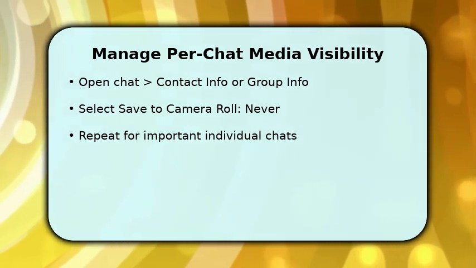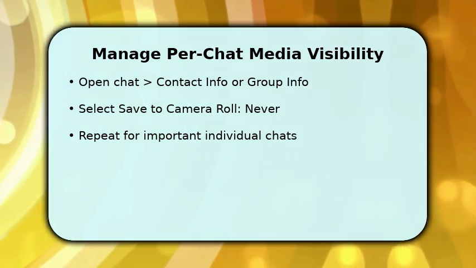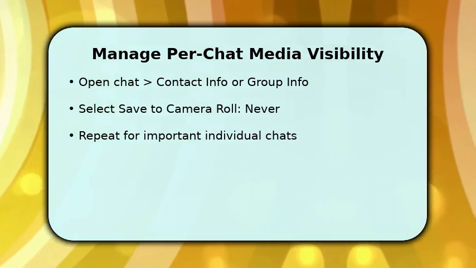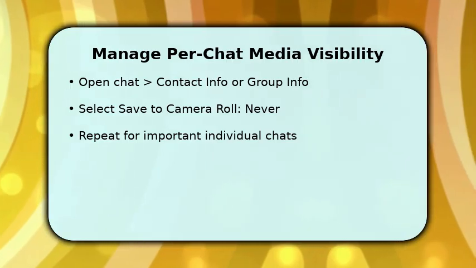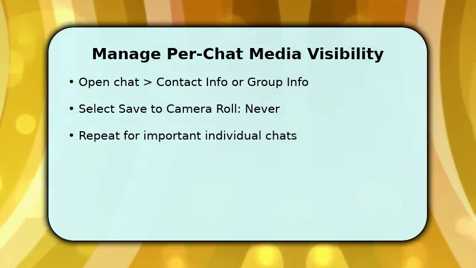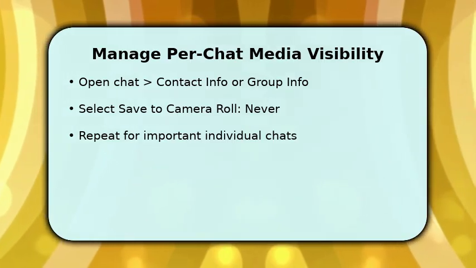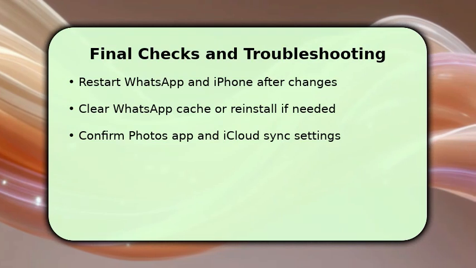This is useful because global settings might be overridden by chat-level choices. Once applied, new media from those chats stays inside WhatsApp only. Make sure to repeat this for archived or muted conversations to fully prevent leaks. Finish by restarting WhatsApp and your iPhone to force settings to apply.